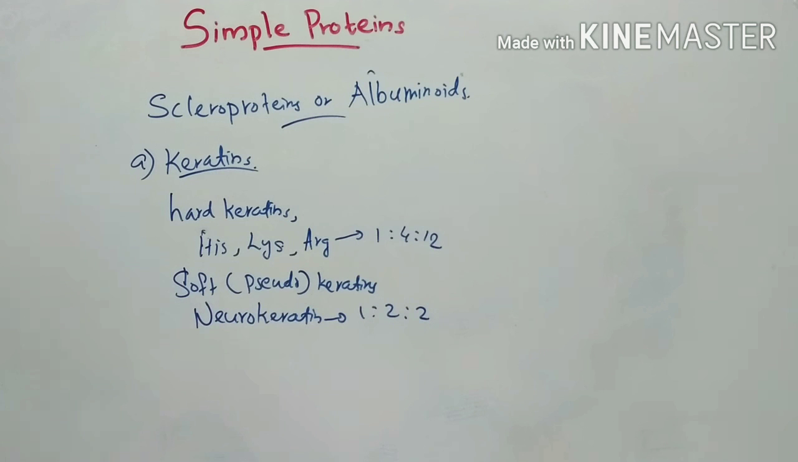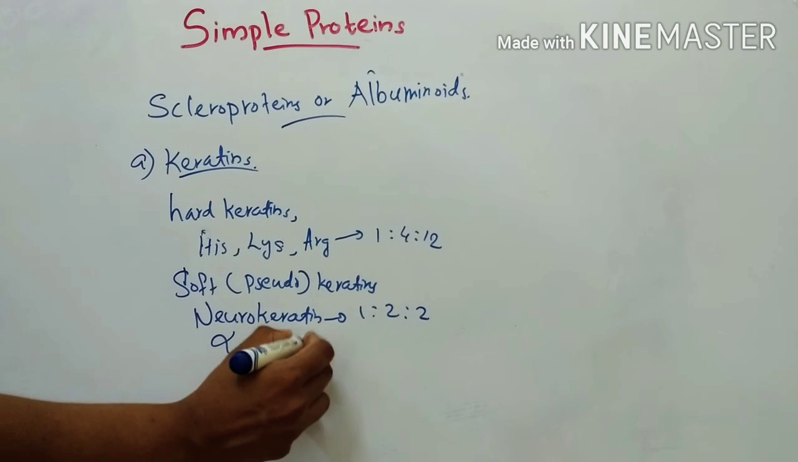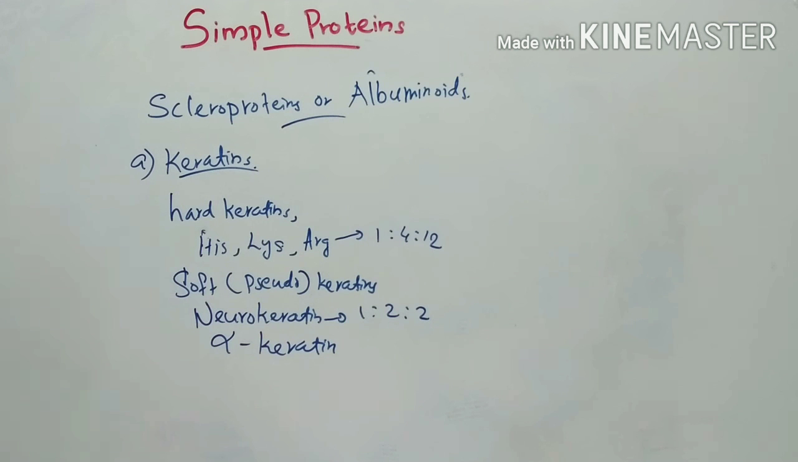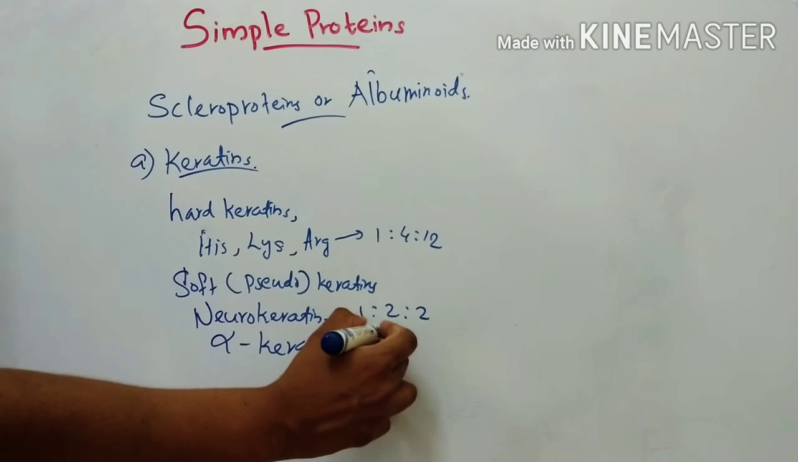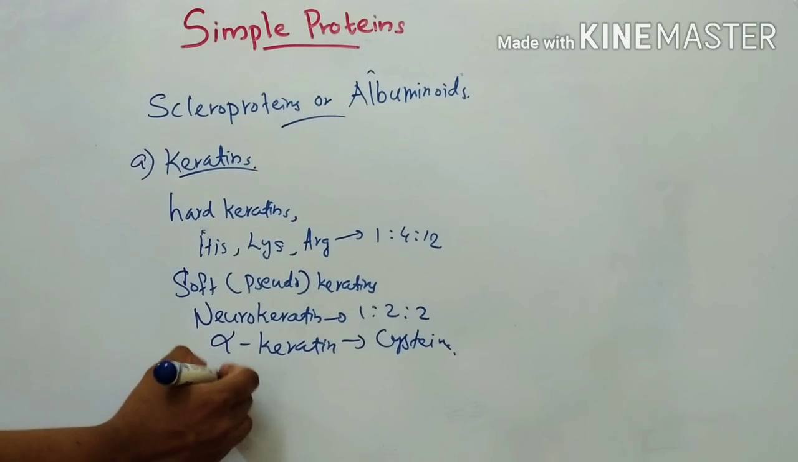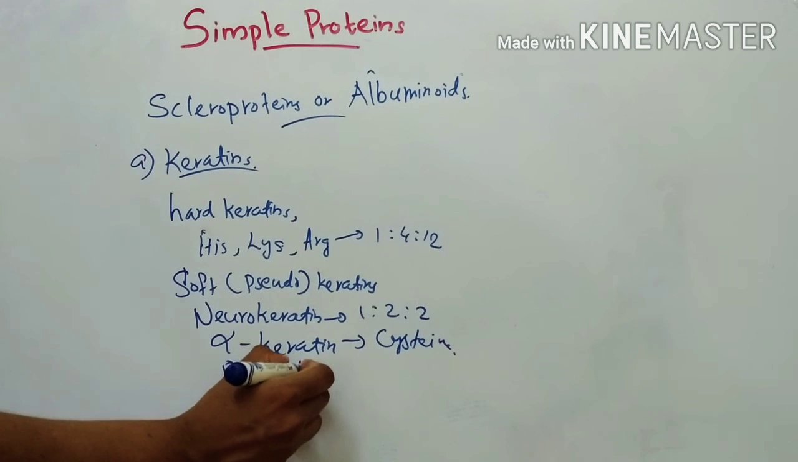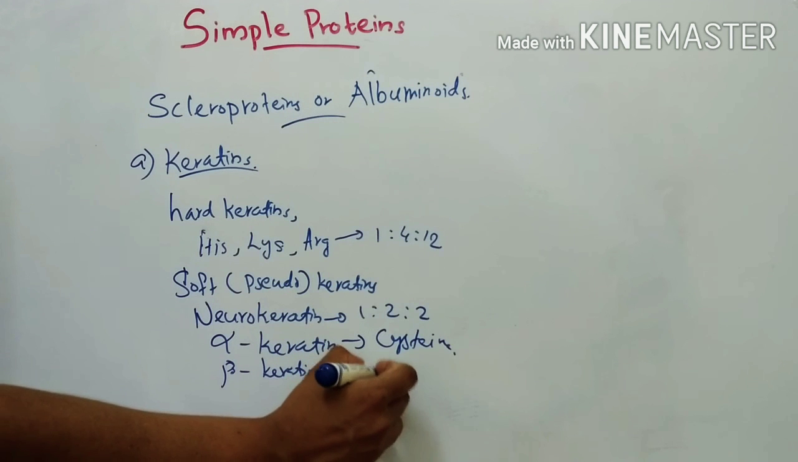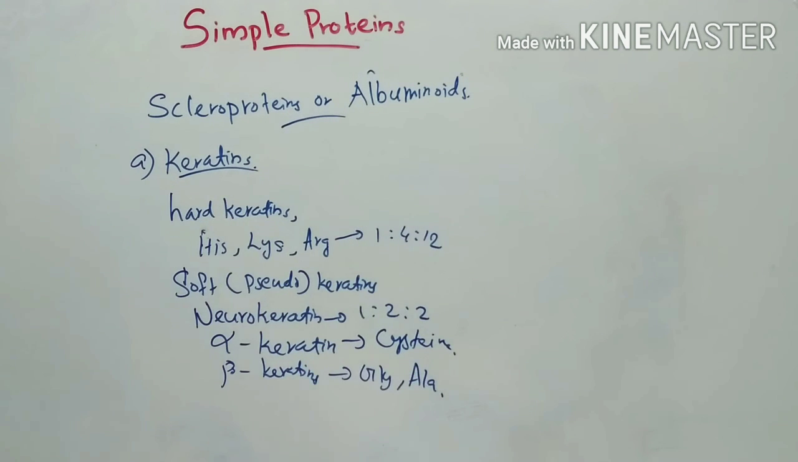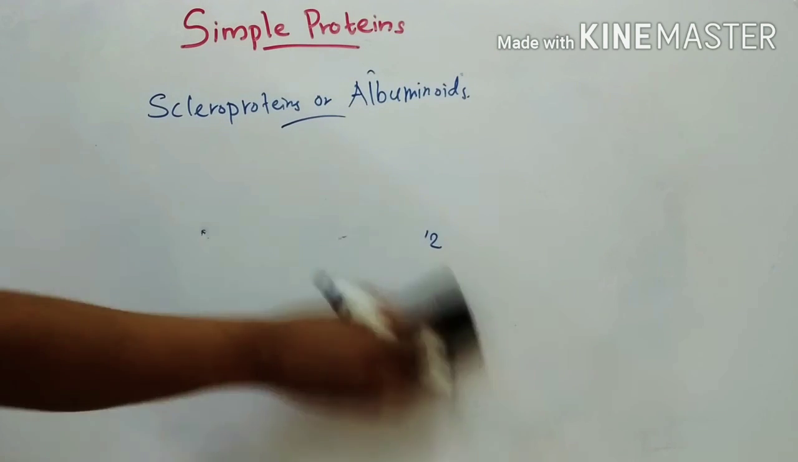Human hair has a higher content of cysteine than other species, so it is called alpha keratin. Then beta keratins are there. Beta keratins are deficient in cysteine and rich in glycine and alanine. They are present in spider's web, silk, and reptilian scales. That is about keratins.